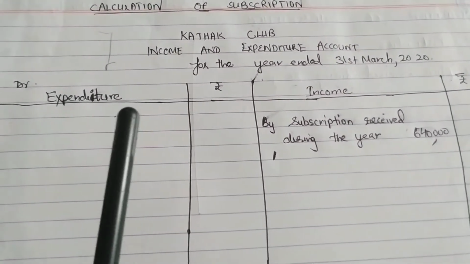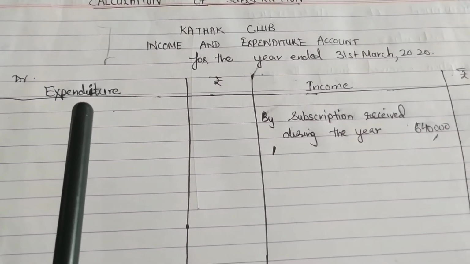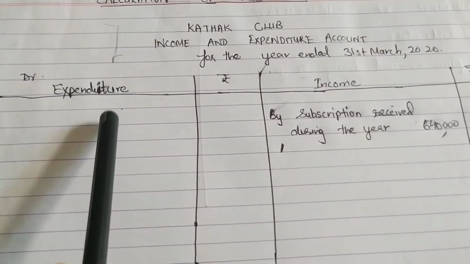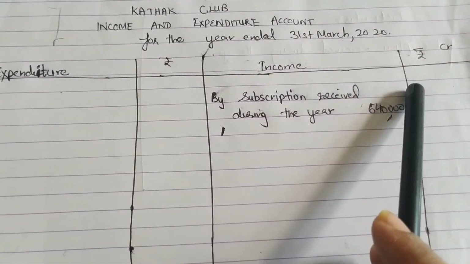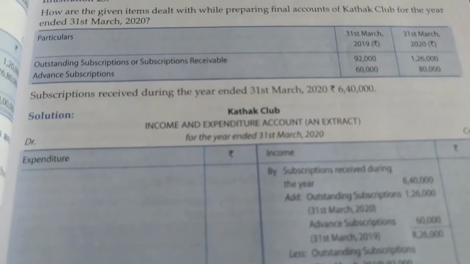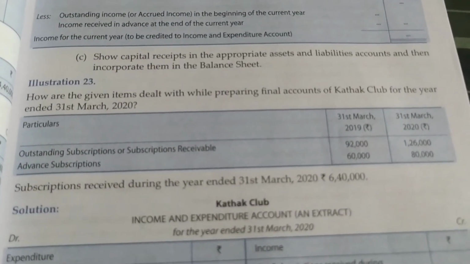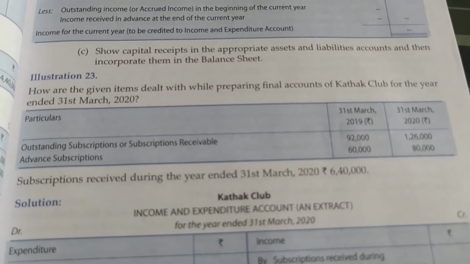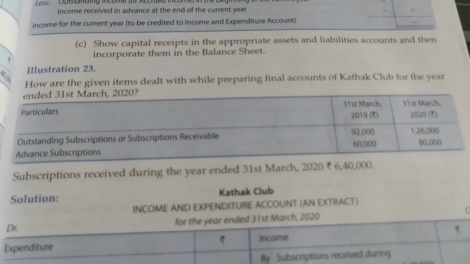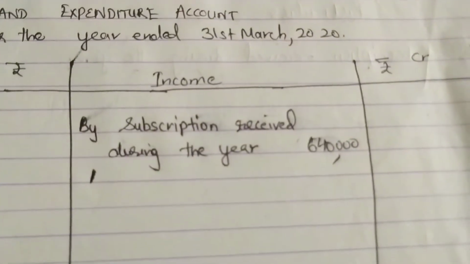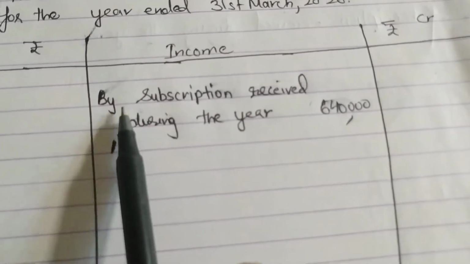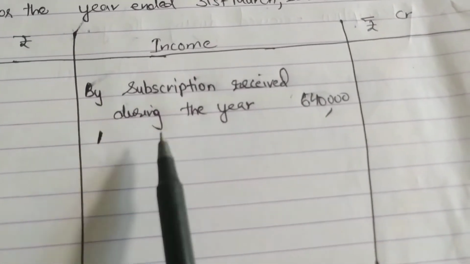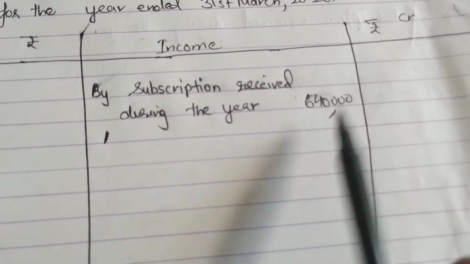Now first of all, the format of the income and expenditure account is, on the debit side you have to write expenditure, then rupees, then the credit side is income and rupees. Here in the question, the amount of subscription which is received by the end of 31st March is 6,40,000. So we will begin by writing subscription received during the year, 6,40,000, here.